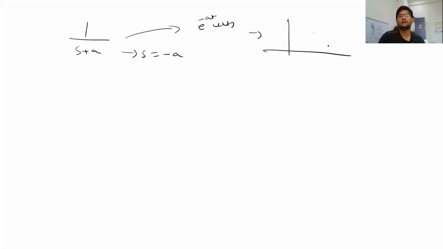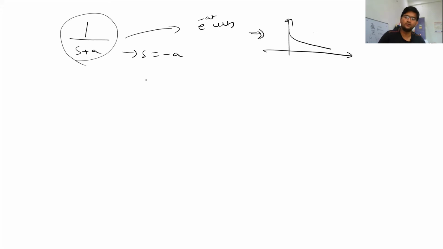So we have already seen that if the pole is in the left hand side of the S plane, suppose s plus a is there, which means your pole is s is equal to minus a. So you can write the time equivalent or inverse Laplace of this function as e to the power minus at u(t), which is basically represented by this exponentially decreasing graph. So this is a stable function. You have already seen this.